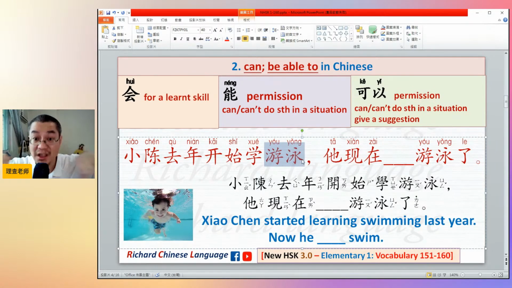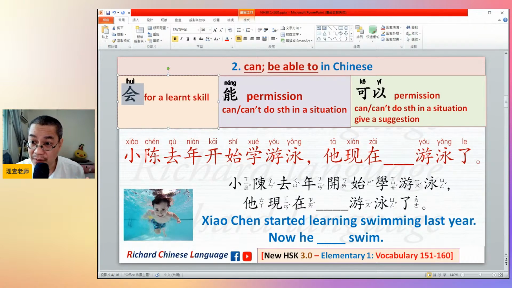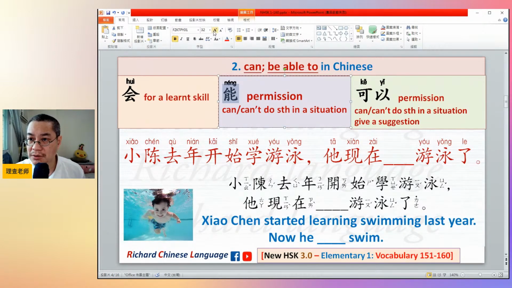学游泳, learn how to swim. 他现在, 现在 means now. 他现在游泳了。Okay, what's the answer? 他会游泳了, or 能游泳了, or 可以游泳了。Which one should we use here?